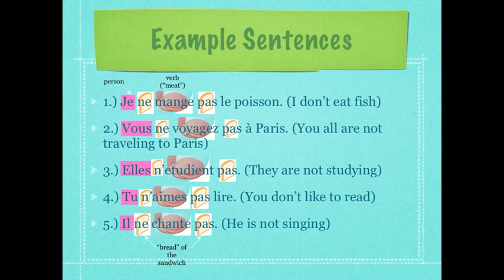Here are some example sentences on how to use the negative in French. Je ne mange pas le poisson, which means I don't eat fish. Vous ne voyagez pas à Paris, which means you all are not traveling to Paris. Elle n'étudie pas, they are not studying. Tu n'aimes pas lire, you don't like to read. Il ne chante pas, he is not singing.